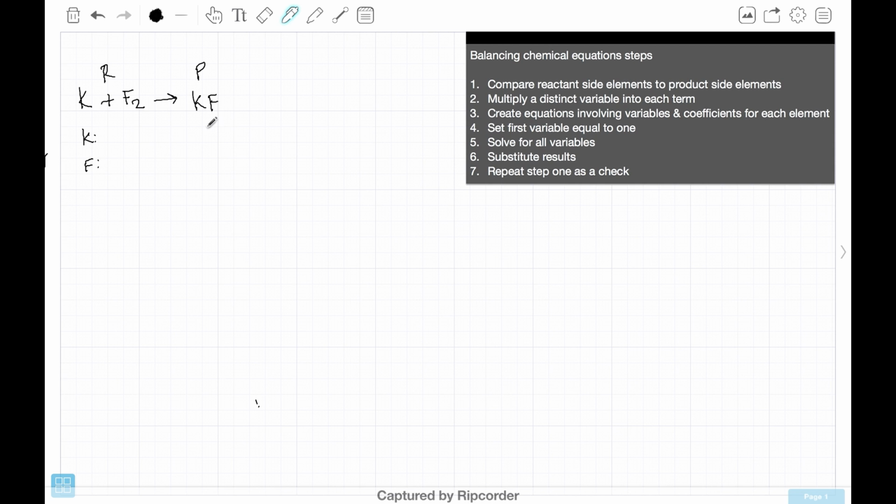And I have K, F on this side, K, F on that side. So there's only one K on this side, and there are two F's on this side. And there's one K and one F on this side. So the K's match, but the F's don't. So this equation is not balanced.